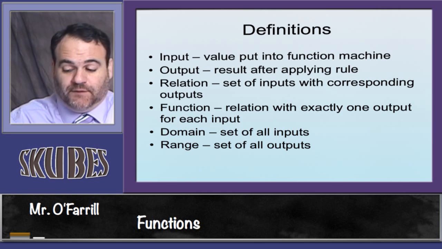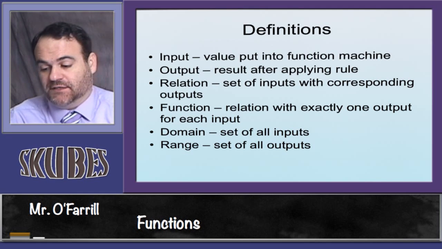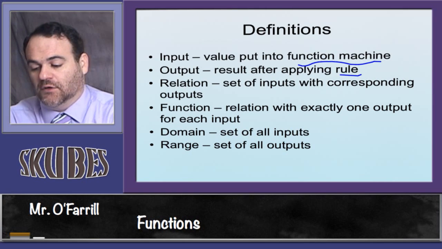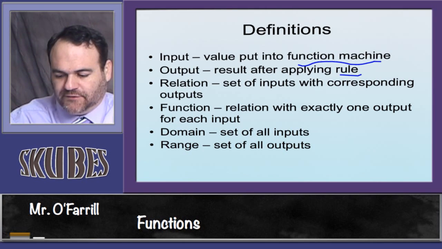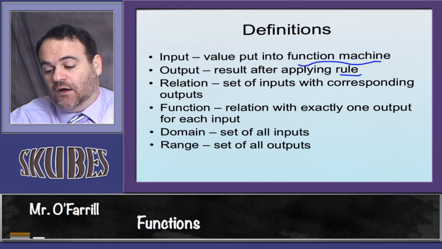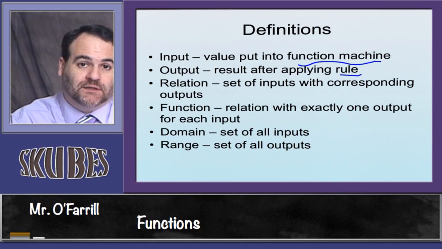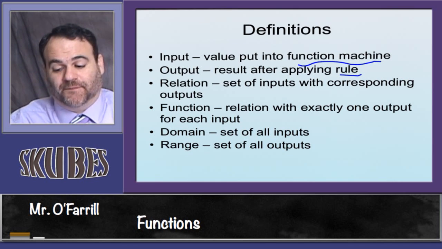The output is the result after applying a rule. And that rule is whatever is internal to our function machine. And we'll go into detail a little bit more on that on future slides. A relation is a set of inputs with corresponding outputs. It's anytime you say, I put in this and I get this out.